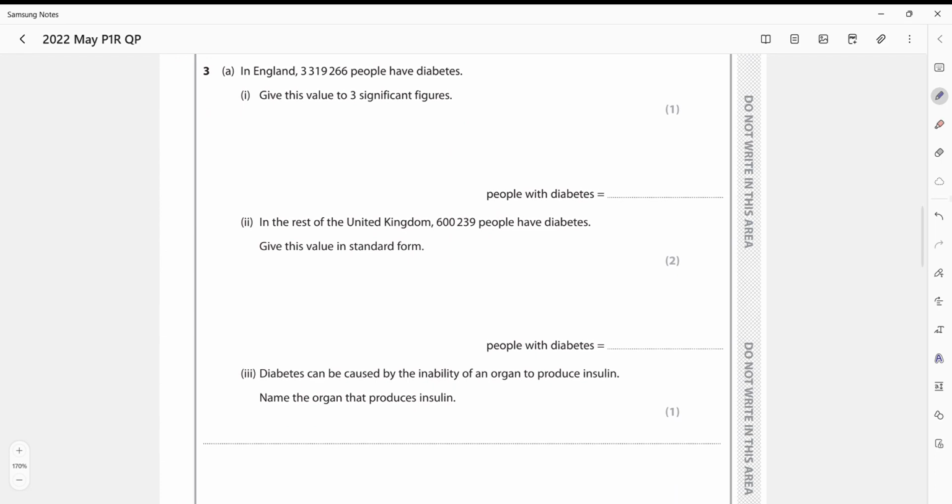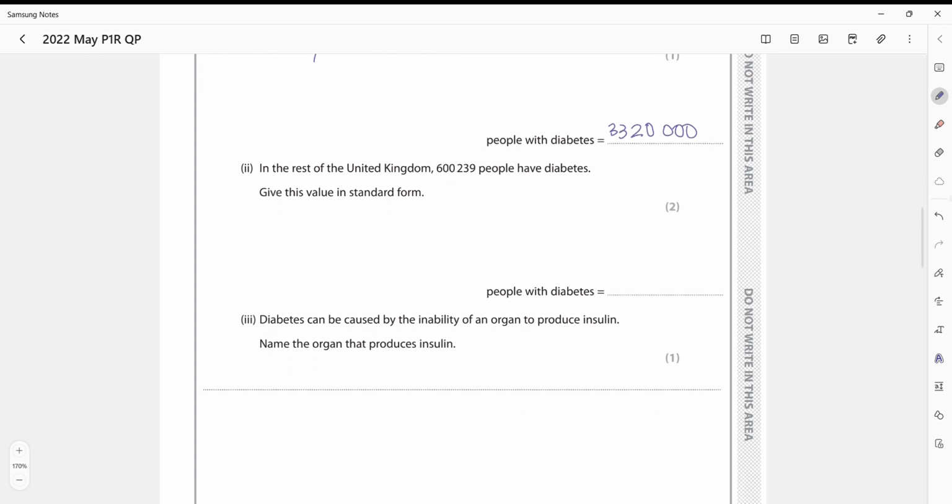All right, let's look at question 3. So part 3, or question 3, in England, 3,319,266 people have diabetes. Give this value to 3 significant figures. So you would just write the 3 sig fig here, but we would round this 1 to a 2 because this next number here is greater than 4, so it's 5 and above, right? So we would write 332,000. So that would be the answer for that.